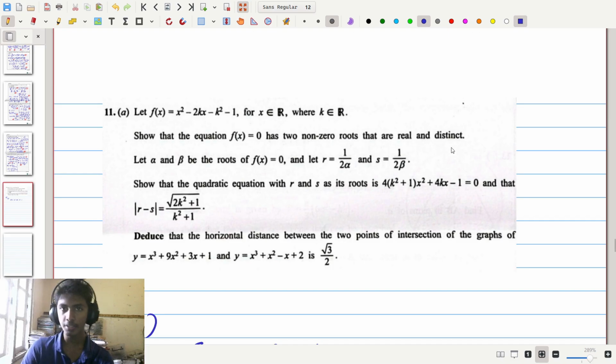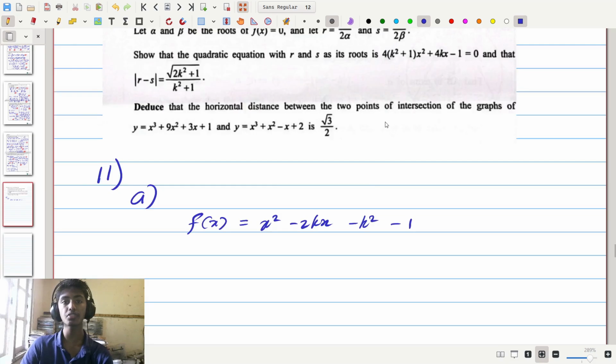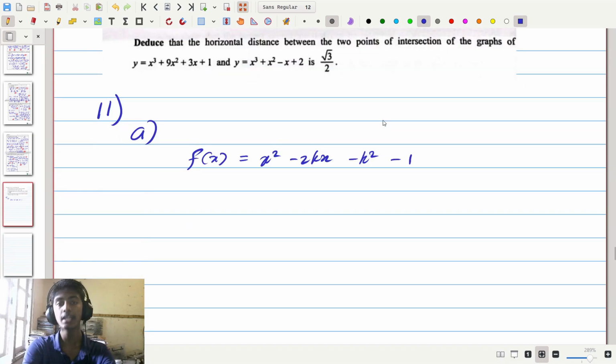For the real and distinct part, what we need to do is to find the discriminant, because if that discriminant is positive, then that means that we have a square root of a positive number when you are doing the quadratic formula, which means that both of the roots will be real. And then if that discriminant is not equal to 0, it means the two roots are distinct from each other.